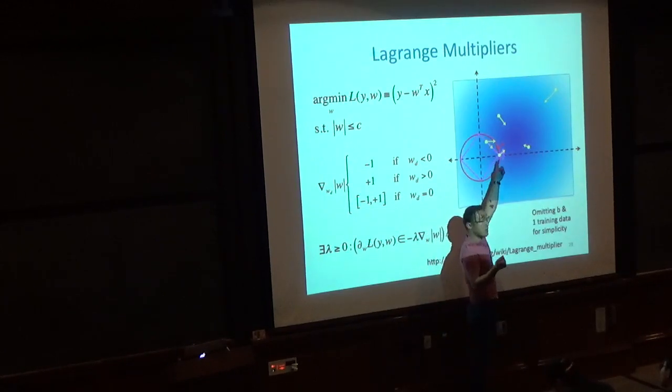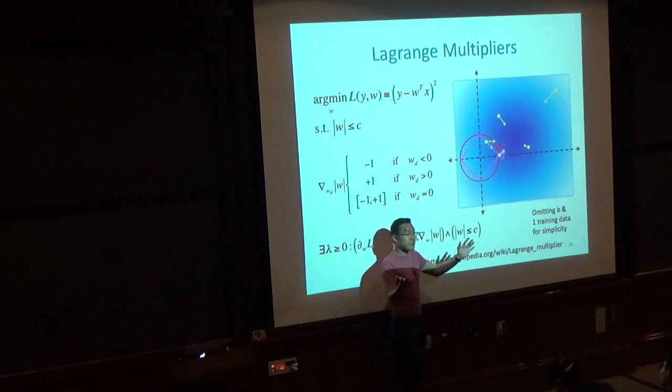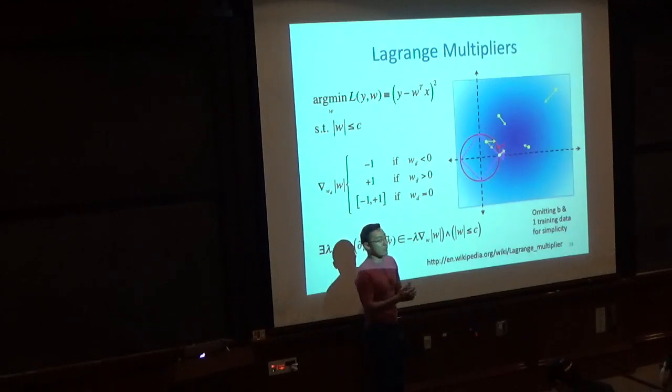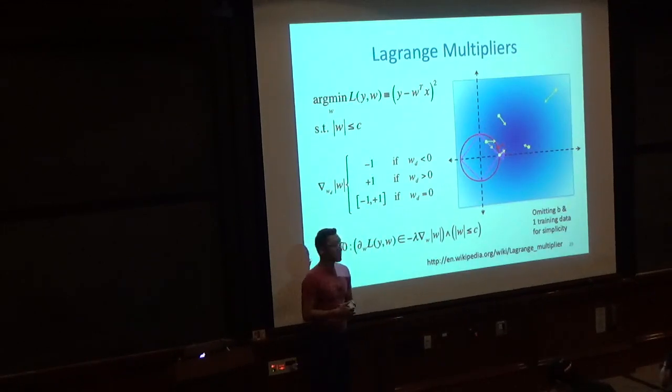And at the corners, the tangent to the boundary is a continuous set of vectors. So there's more of them. That's the intuition about why the solution tends to be at corners.